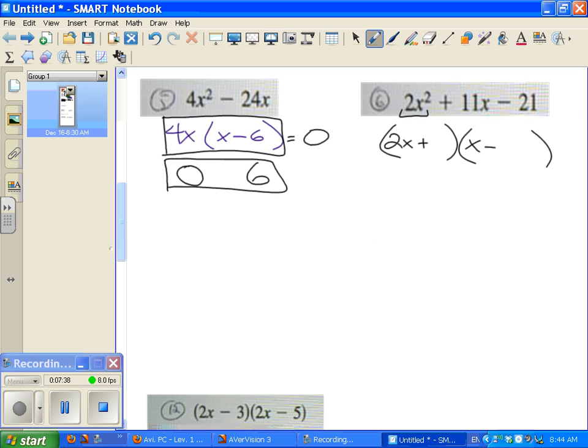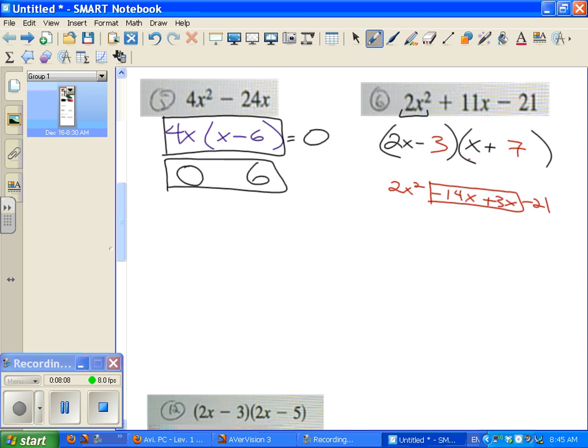All right. So 3 and 7 maybe? All right. So when I check this one, I'm going to get 2x squared minus 14x plus 3x minus 21. What am I going to get in the middle this time? Negative 11. Is that what I wanted? No. It's close. How do I fix it? Switch the signs. So this is going to become positive, and this one is going to be negative.